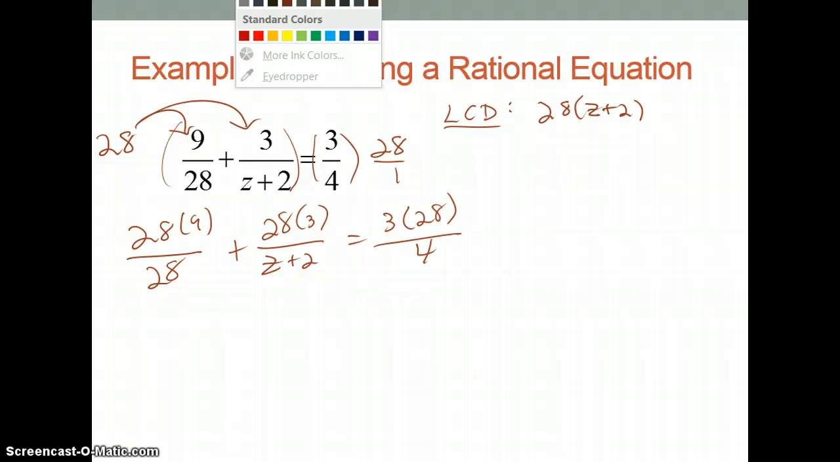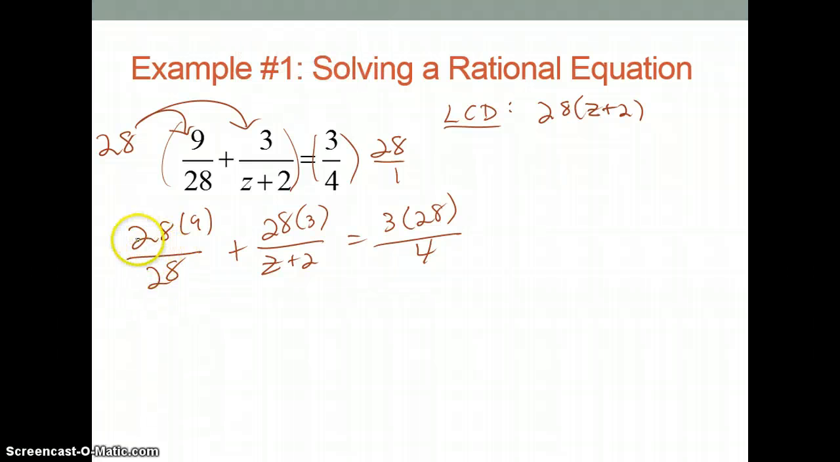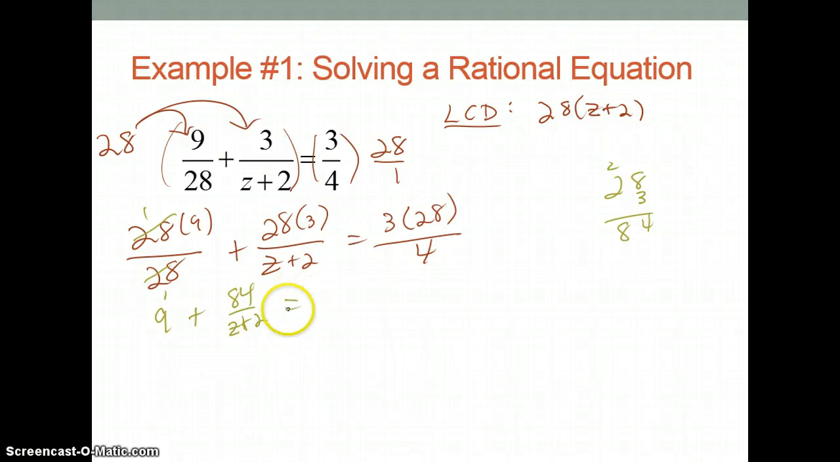So when you look at this, you can say 28 divided by 28 is 1. So this is actually 9 plus 28 times 3 is 84, and it's z plus 2 on the bottom. And then the other side, 3 times 28, or you could say 28 and 4, we're going to cancel both, and this becomes 21. So we've taken one step to get rid of fractions. If we multiply by a portion of the least common denominator, 28, then we get rid of as many fractions as possible, which are the 28 and the 4. Now we're left with this.